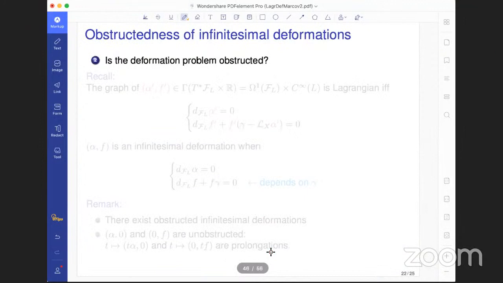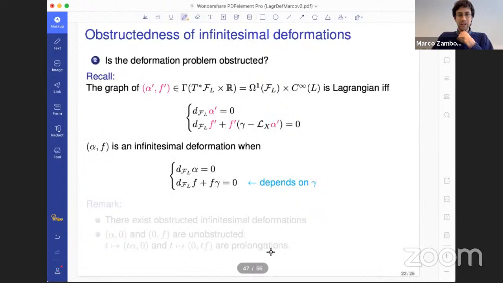Now let's get back to our problem. I recall the equations. There are the equations telling you if a section, the section of alpha prime, f prime, is Lagrangian. Being an infinitesimal deformation means that you are satisfying the linearized equations, so I can forget about this term with the Lie derivative and just keep the rest. The equation depends on gamma, not on x.